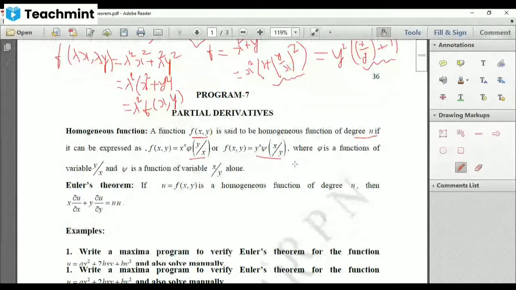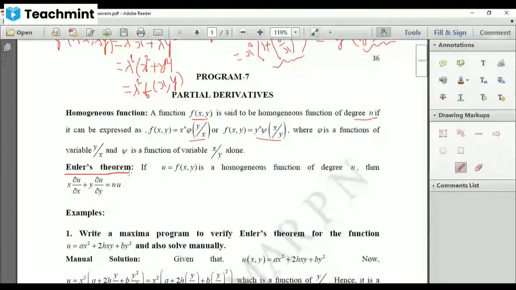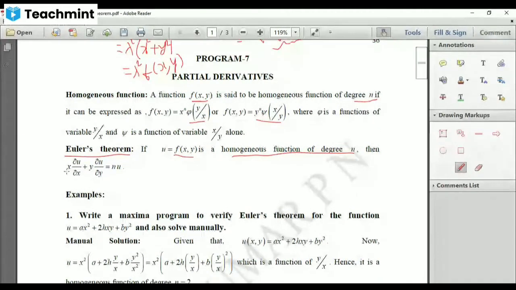Let's move on to Euler's theorem. What is the statement of Euler's theorem? If u is a function given by f of x, y and is a homogeneous function of degree n, so your u is a homogeneous function of degree n, then we can write x into dou u by dou x plus y into dou u by dou y is equal to n into u. Remember, your n is the degree of this homogeneous function into u. So these two are equal to each other.